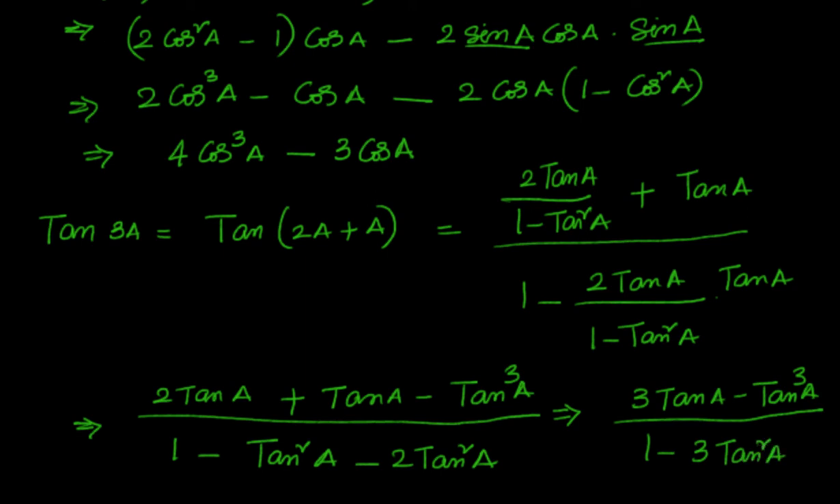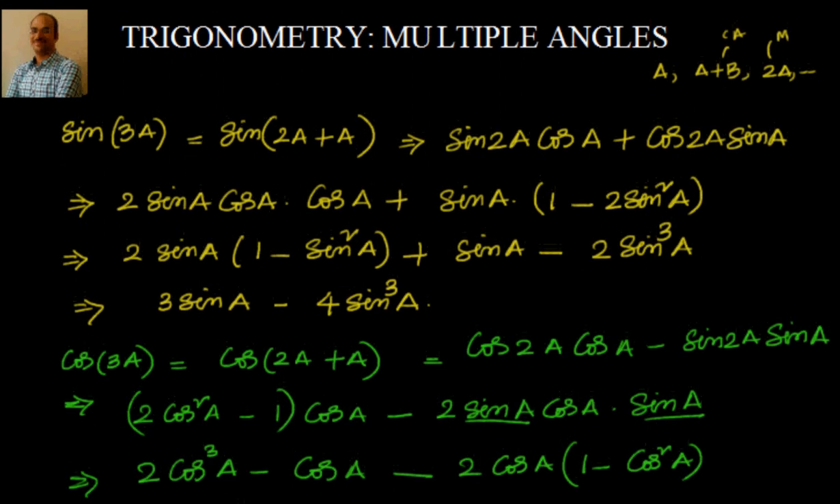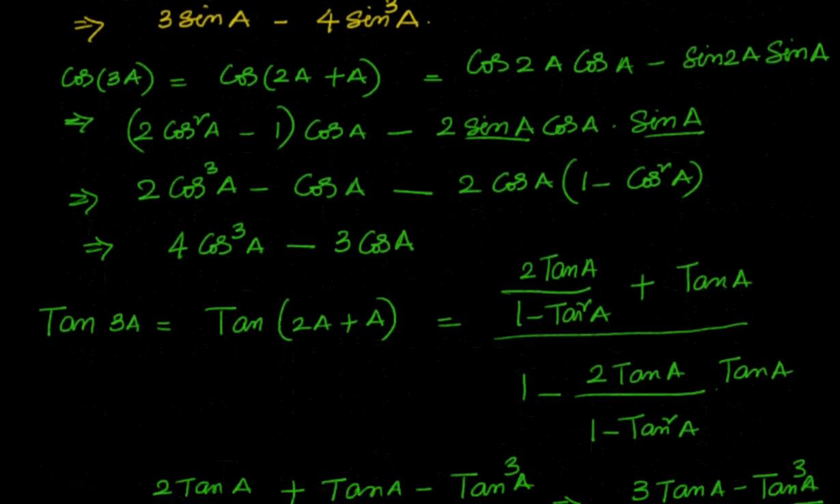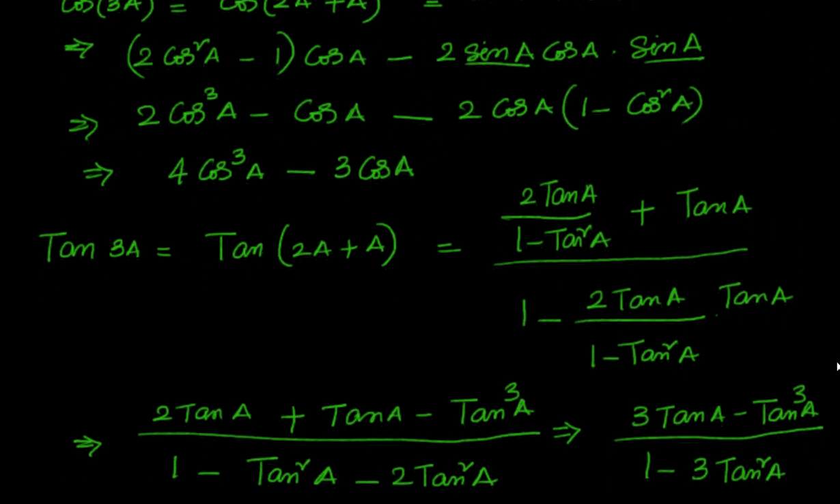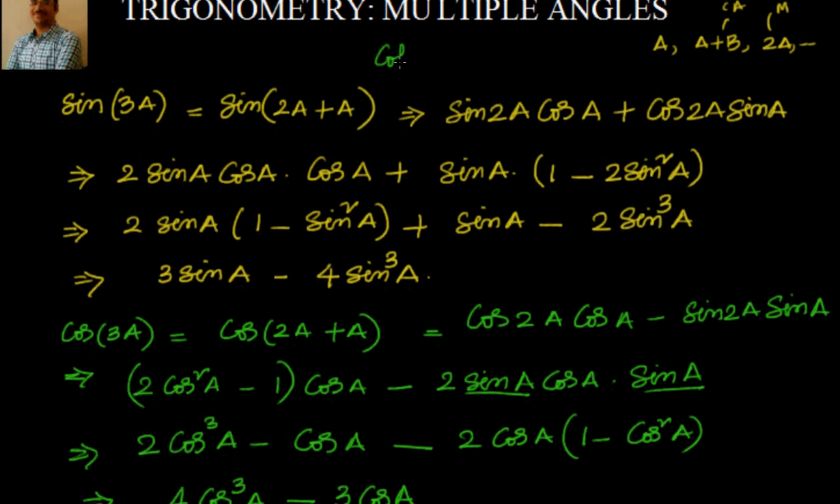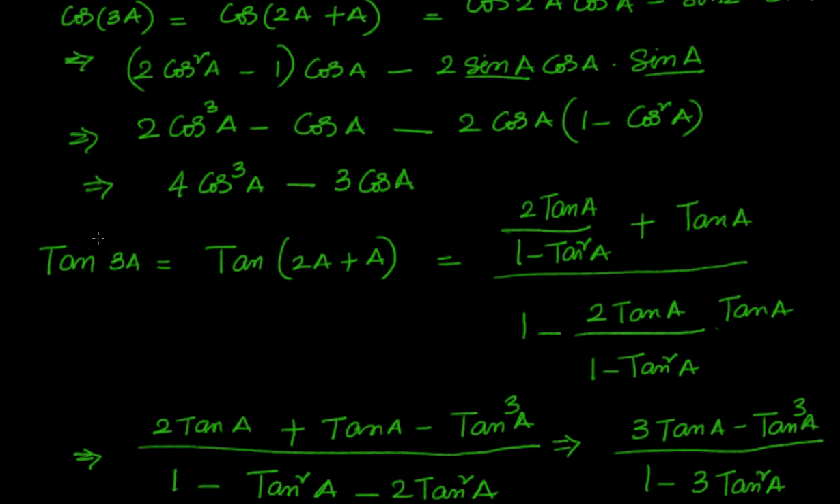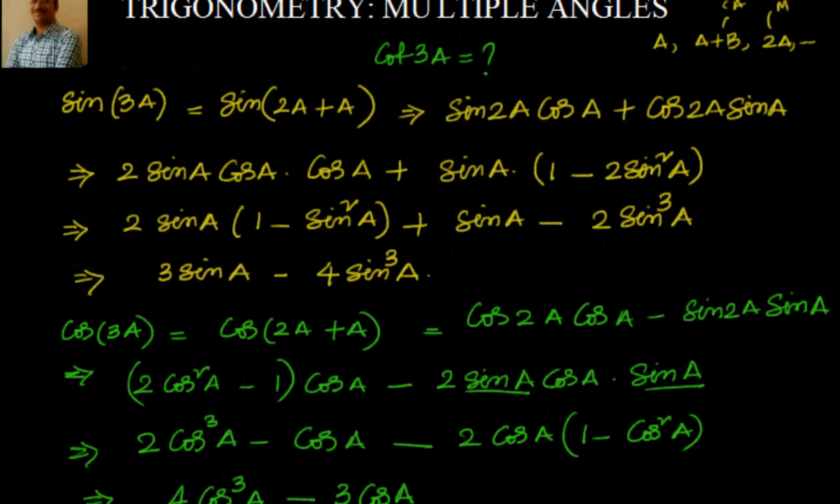So that's a little bit about the multiple angles. Now we will see submultiple angles, then after that we will do some problems on both multiple angles and submultiple angles. What I want you to do now is, I have done sin 3A, cos 3A, tan 3A. Can you do it for me? What is cot 3A? And check whether you are getting the same value if you take 1 by tan 3A and convert it into cot.